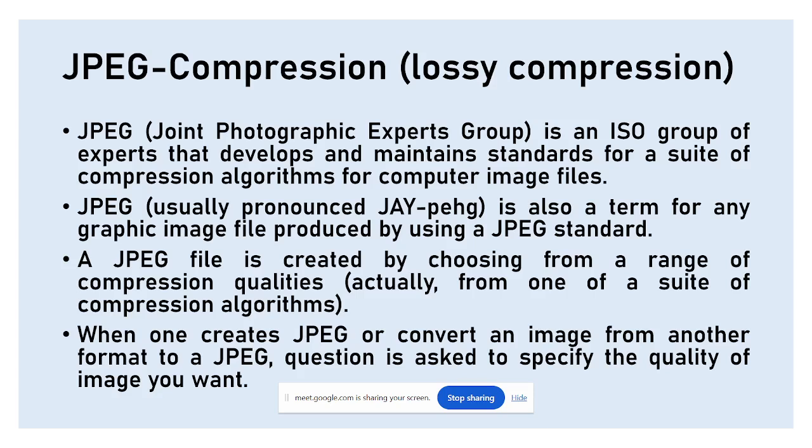A JPG file is created by choosing from a range of compression qualities, actually from one of a suite of compression algorithms. When one creates a JPG or converts an image from another format to JPG, a question is asked to specify the quality of the image you want. So basically, sir has also told about this. For instance, we buy very big cameras, right? Phones with very good cameras, where megapixels are very high and all those things.